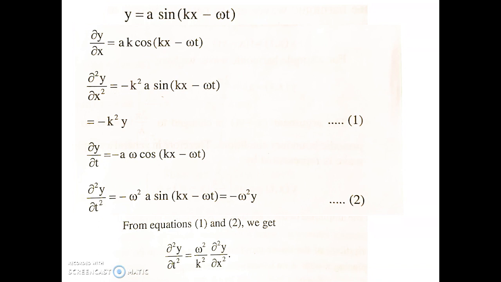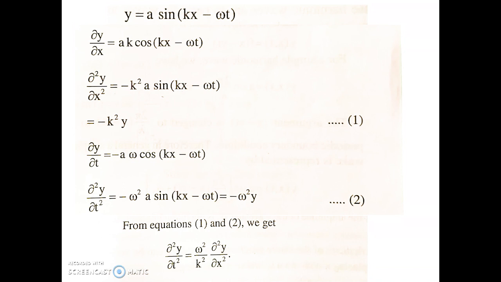Let's take the other example, y equal to a sine of kx minus omega t. We can find ∂y/∂x, that is equal to a cos of kx minus omega t into the derivative of kx. That will give us ak cos of kx minus omega t. Again, ∂²y/∂x², we can see that it is minus k² into a sine of kx minus omega t, and a sine of kx minus omega t is y. So we have ∂²y/∂x² equal to minus k² y. Similarly, we can find ∂²y/∂t², which is equal to minus omega² y.